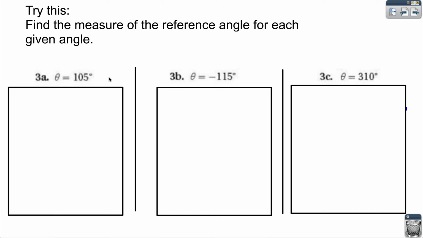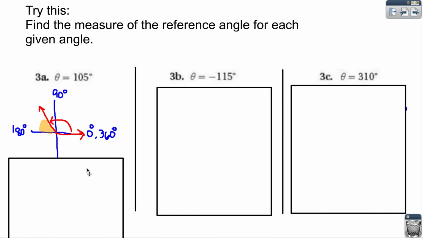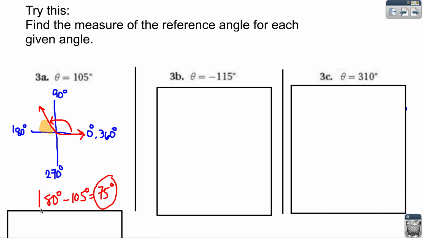Let's take a look at the first one. To find a reference angle from 105 degrees, you have the option to illustrate it like so. I drew my angle as the red initial and terminal side right here. The question is, how far away is 105 to 180 degrees? This is the reference angle I'm looking for. In order to find that, you can do some subtraction. I did 180 and subtracted 105 degrees. Thus, my reference angle is actually 75 degrees. It is acute and it is positive.